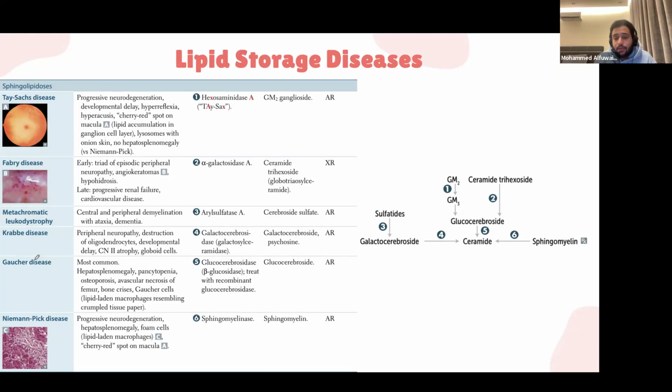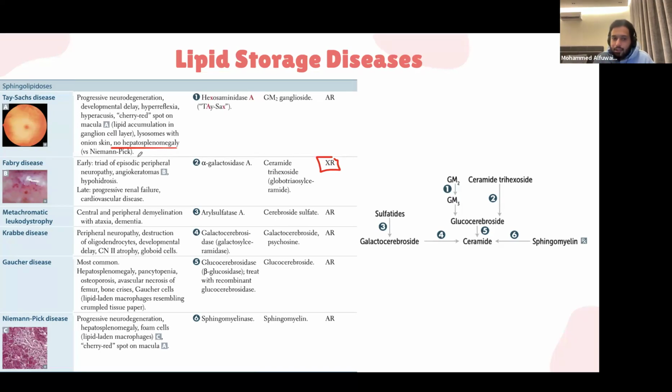All of them are autosomal recessive diseases except Fabry, which is X-linked recessive. That's key term number one. All are autosomal recessive except Fabry. Now, Tay-Sachs: cherry red macula with no hepatomegaly. That's number one. Cherry red macula, no hepatomegaly or splenomegaly.